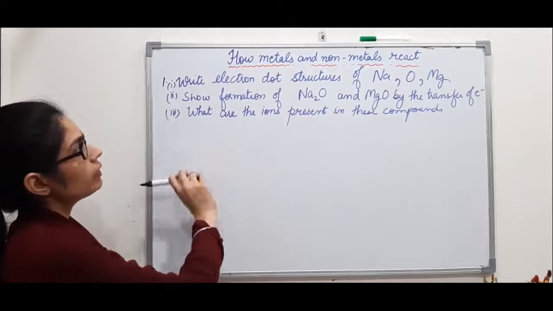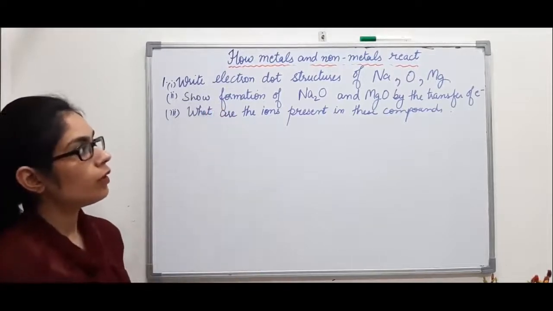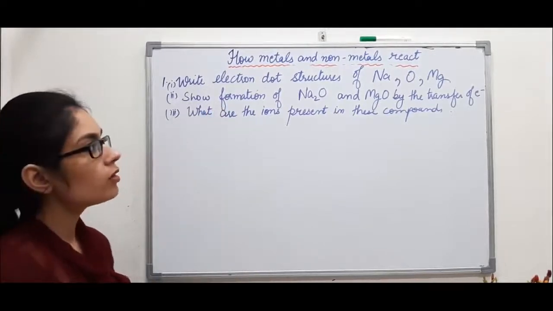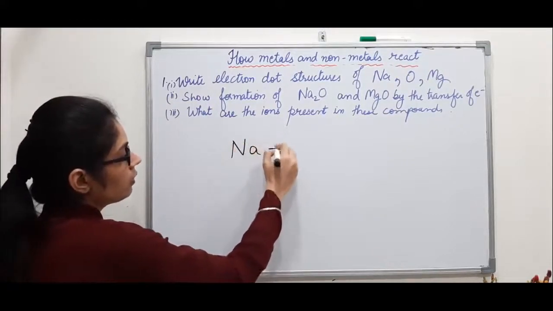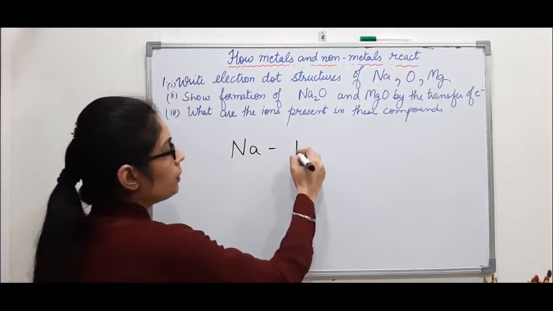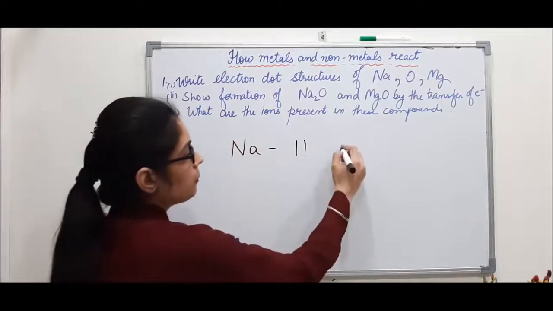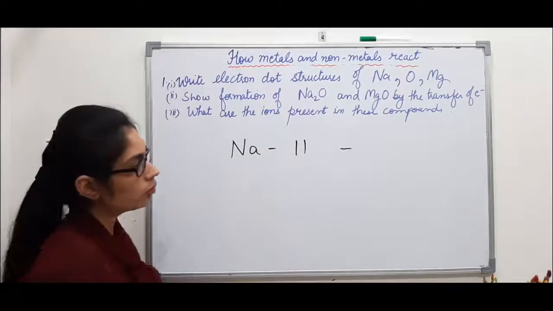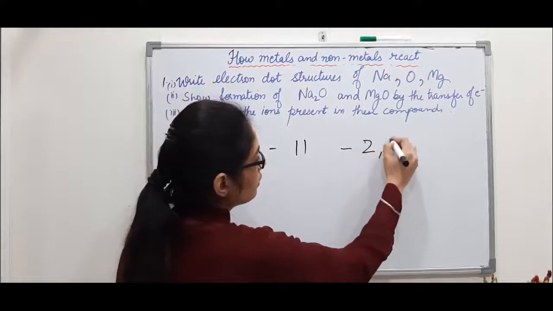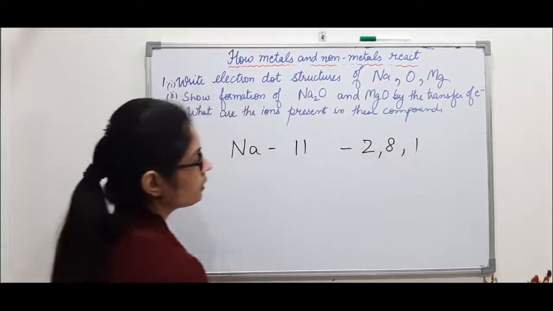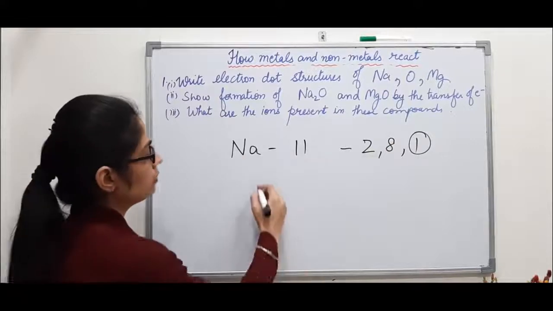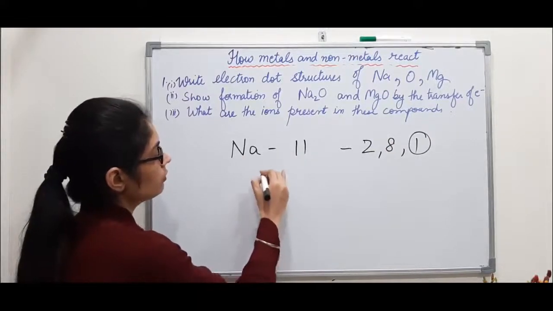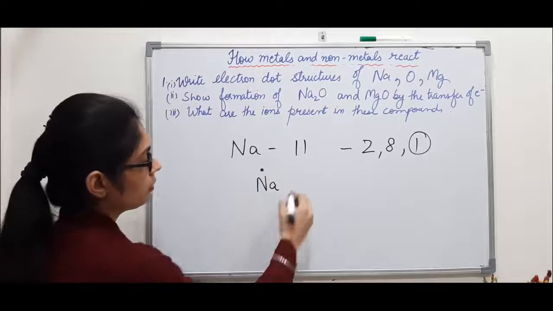The first question is, write electron dot structure of sodium, oxygen and magnesium. So sodium, its atomic number is 11, which means number of electrons is 11. So let's write the electronic configuration. It's 2, 8, 1. So number of electrons in outermost shell is 1. So electron dot structure of sodium is like this.